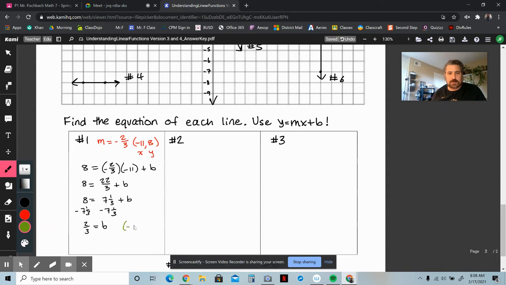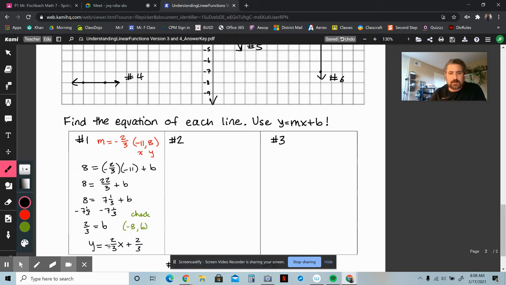So let's do a little check with -8, 6. Do a little check to see if this is a point on the line. It should be, right? So if everything's correct, this point should be on the equation we come up with. So our equation is going to be y equals -2/3 times x, and then plus 2/3. And let's just see if that would work with -8, 6.